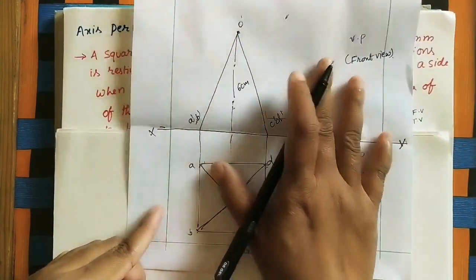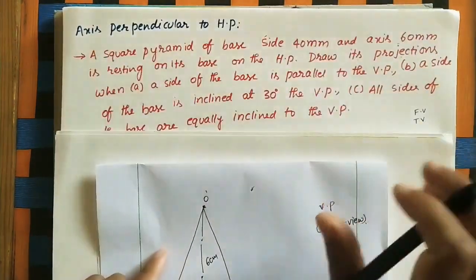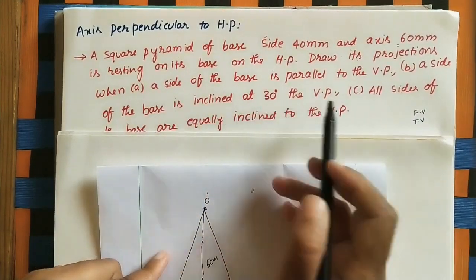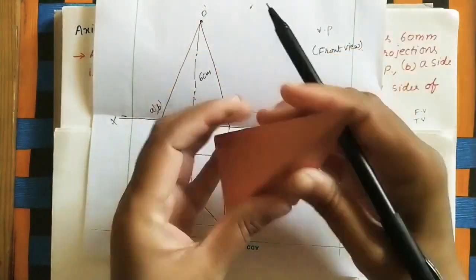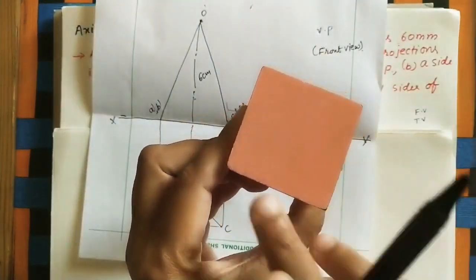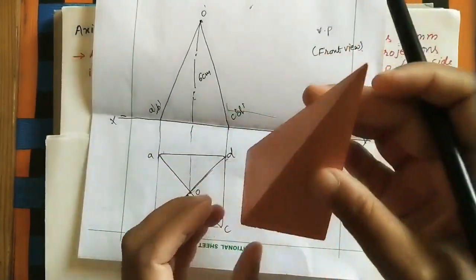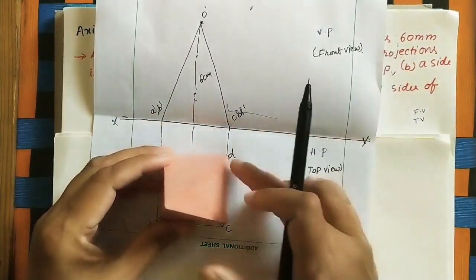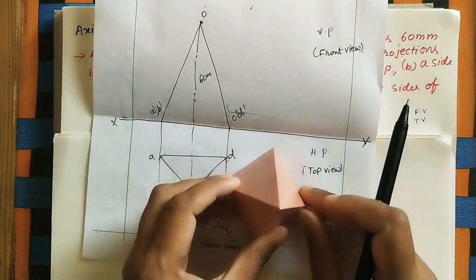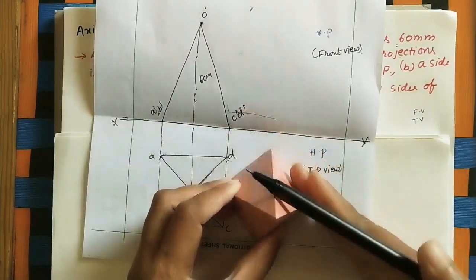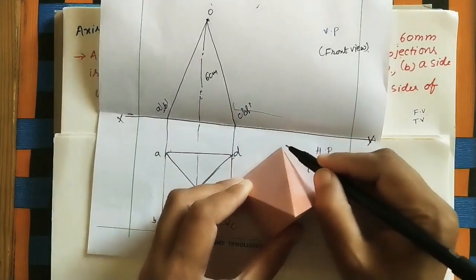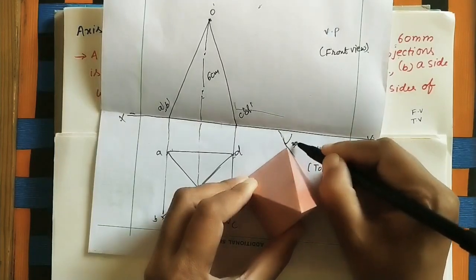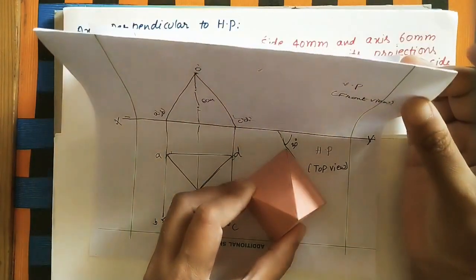Okay, this is the first condition. Take the next one. A side of the base is inclined at 30 degrees to the VP. Okay, side of the base means, as I told, it has 4 sides. One of the sides is inclined at 30 degrees to the VP. Here it is parallel to the VP. Now any one of the sides, let us take this side, is tilting 30 degrees to the vertical plane. Okay, this side is making, if you draw the line here, this is tilting 30 degrees to the vertical plane. Okay, our vertical plane is like this.